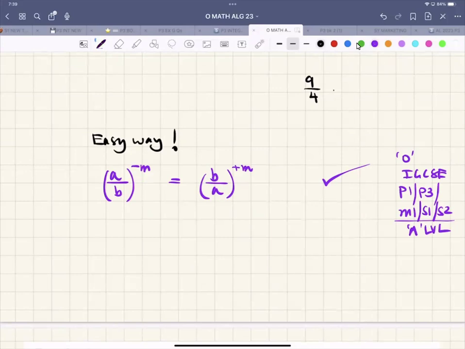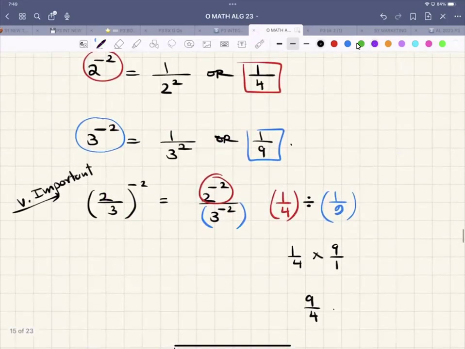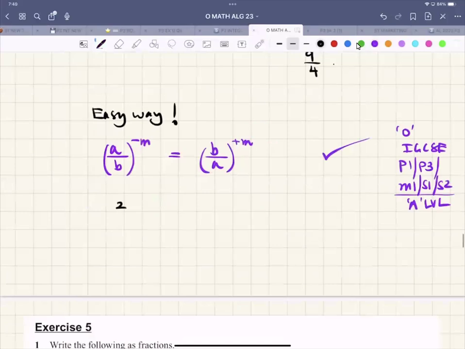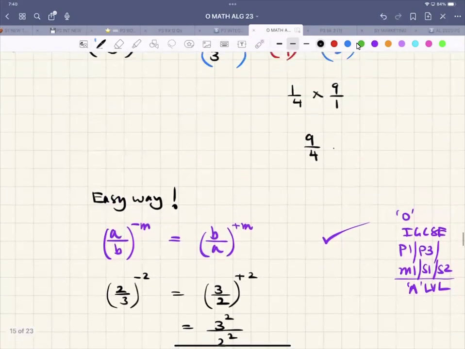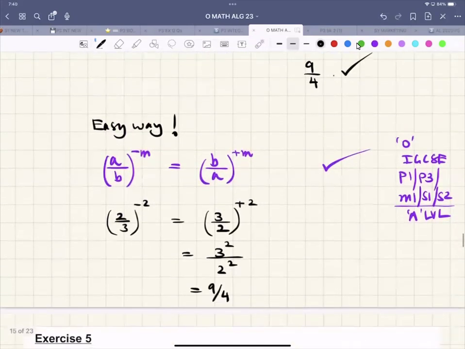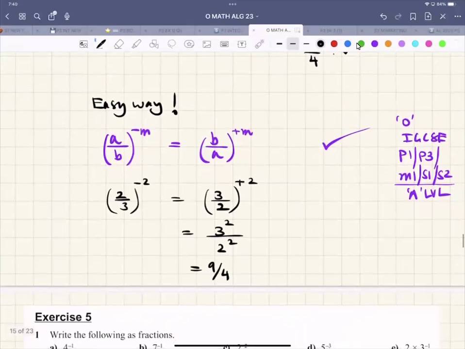That means if I write this is 2 over 3 raised to power of negative 2, that can be written as, flip the fraction, 3 over 2 raised to power of positive 2. That is 3 raised to power of 2 over 2 raised to power of 2, which is 9 over 4, which is exactly the answer over here. So just acknowledge on the WhatsApp if this is all good, all clear, and then I'll continue the journey.